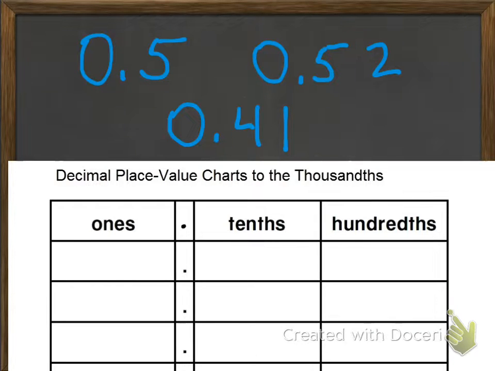Alright, let's try one on your own. You have 5 tenths, you have 52 hundredths, and 41 hundredths. Go ahead and pause the video and use the place value chart and put them from least to greatest. Good luck.